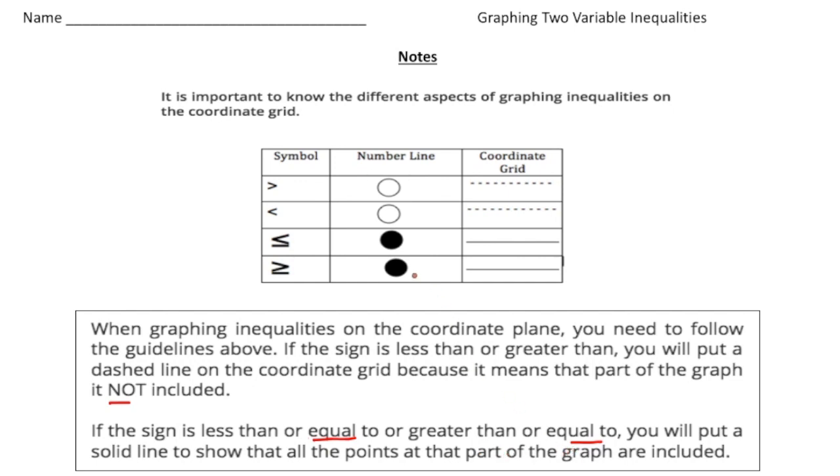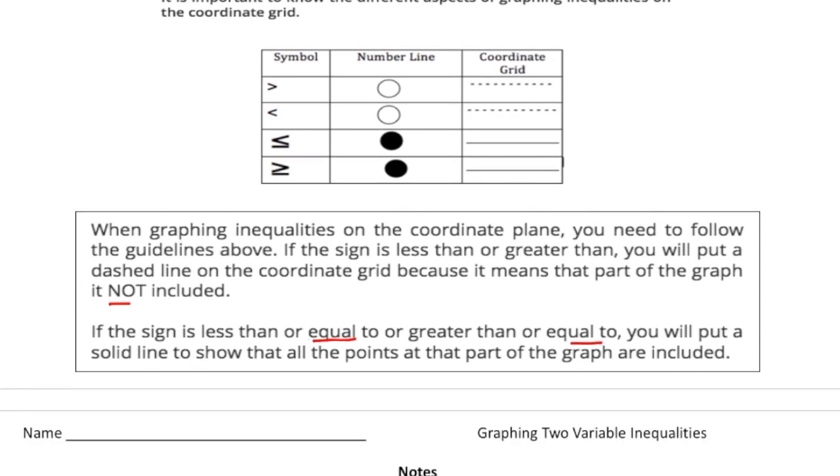I'm sure you remember when you graphed linear equations where you'd have open and closed circles. Well, when you graph linear two variable inequalities, instead of an open or closed circle, it's now going to be a dotted line or a solid line. This will all make sense to you in a little bit. Next page.